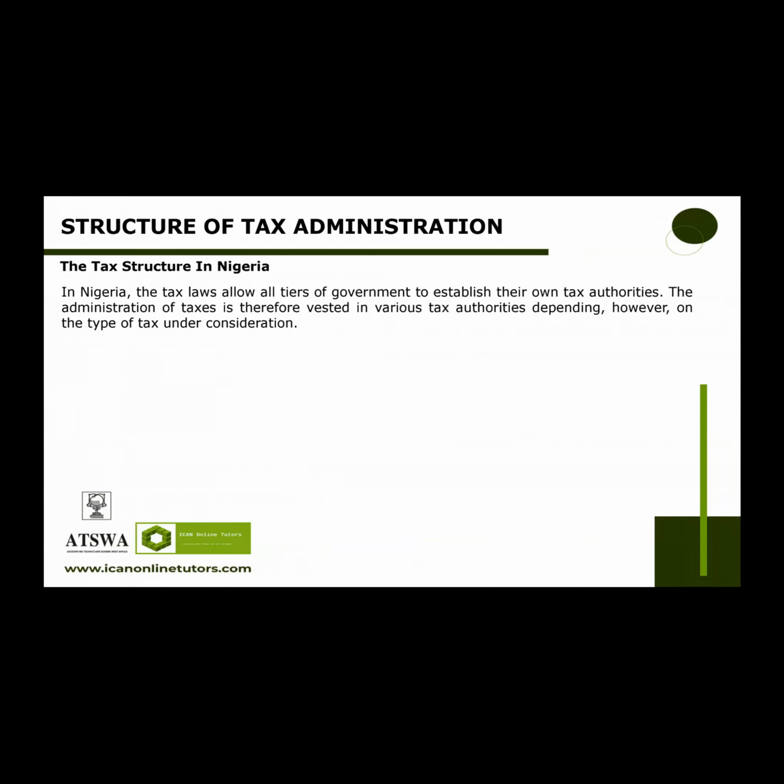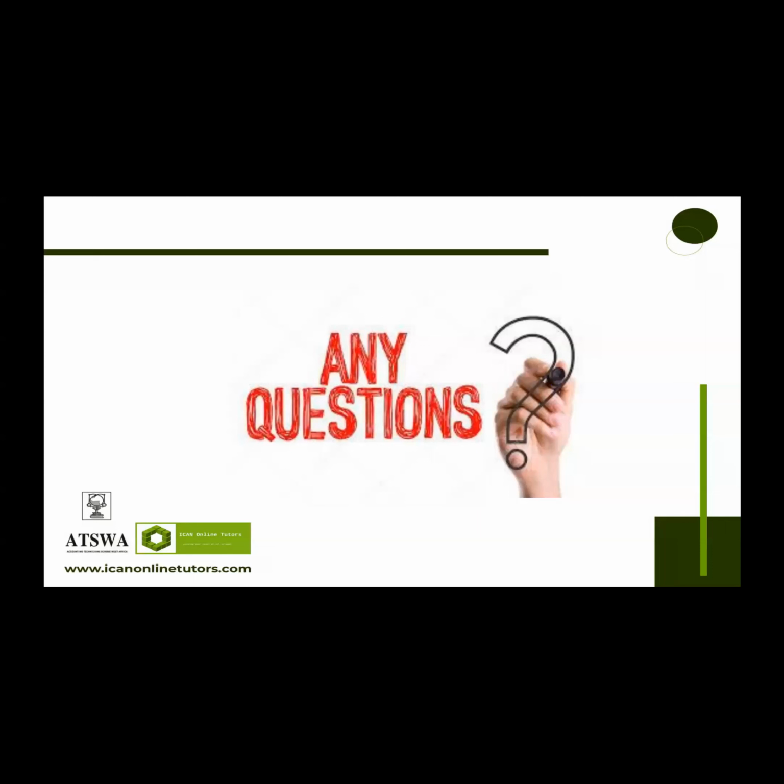The tax laws allow all tiers of government to establish their own tax authorities. Okay. At the federal government level, we have the Federal Inland Revenue Service Board, and at the state level, we have the State Internal Revenue Service, and at the local government, we have the Local Government Revenue Committee. So the administration of taxes is therefore vested in various tax authorities, depending, however, on the type of tax under consideration. Are we together? So we explain this in detail as we proceed.